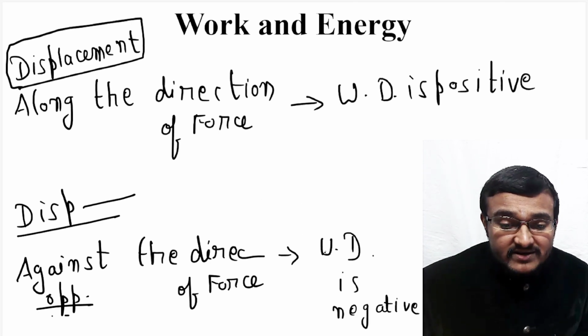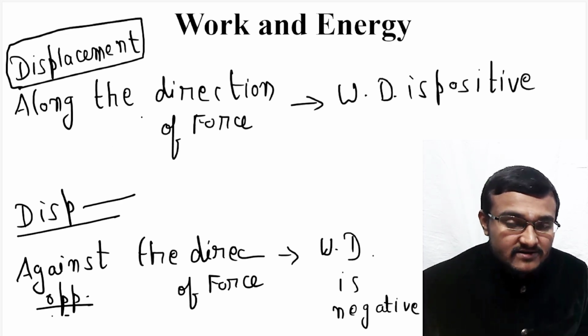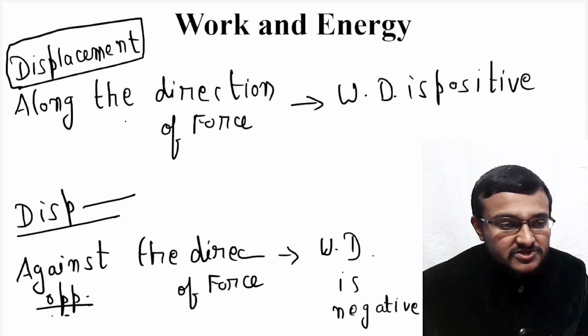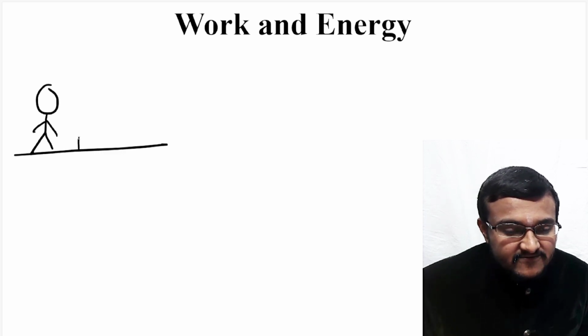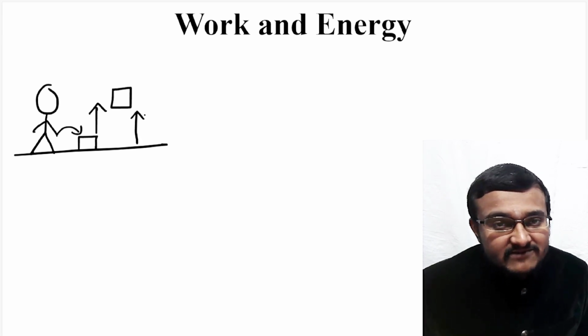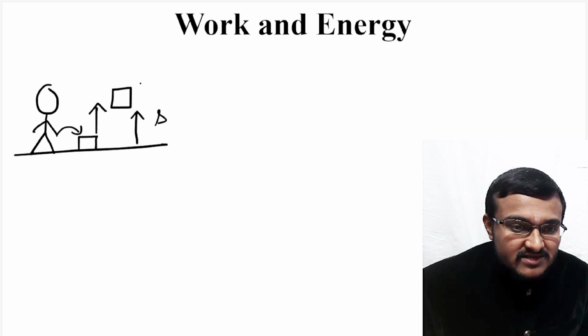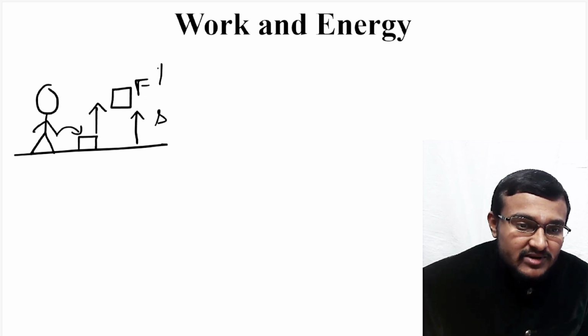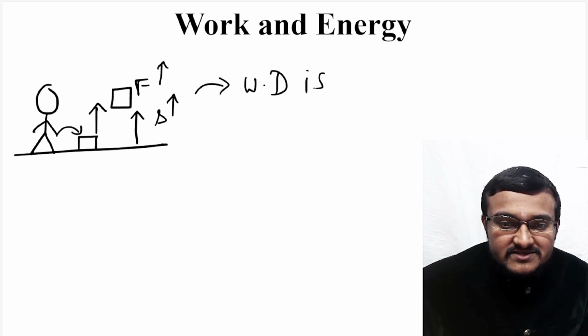So always remember, work done is negative when the displacement happens against the direction of force or opposite to the force, and whenever the displacement is happening along the direction of force, then work done will be positive. For example, if a person standing on a surface puts some force to lift an object lying on the ground, and the object is lifted to a particular height, there is a certain displacement and the person is putting some force. The force is applied in this direction and displacement is also happening in this direction. So that means here work done is positive.